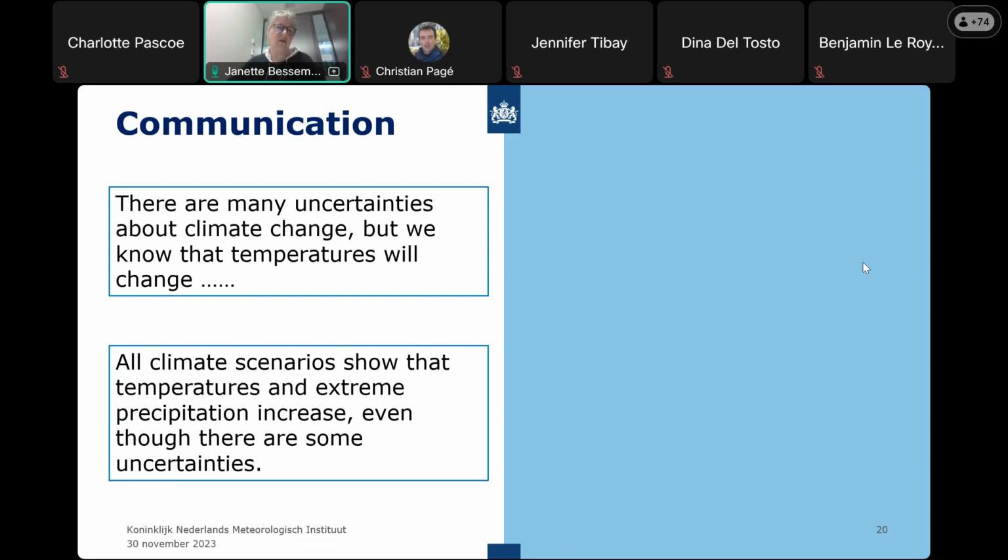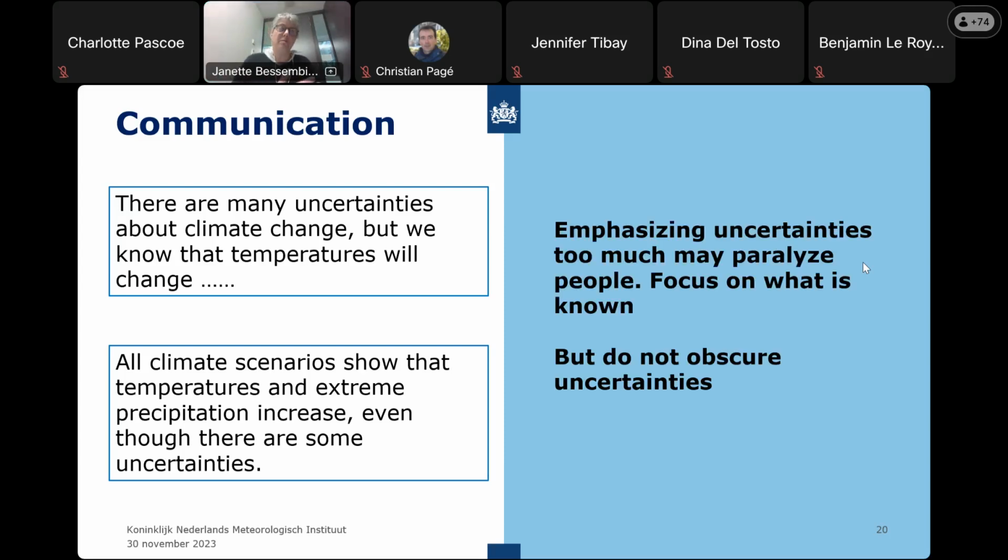Something else that I often see is that with climate science, the uncertainties are often emphasized, whereas it would be better to do it the other way around. You could say, well, there are many uncertainties about climate change, but we know that temperatures will change. Or you can say all climate scenarios show temperatures will increase, even though there are some uncertainties. The last message is more appealing to many people, therefore it's probably better to use that.